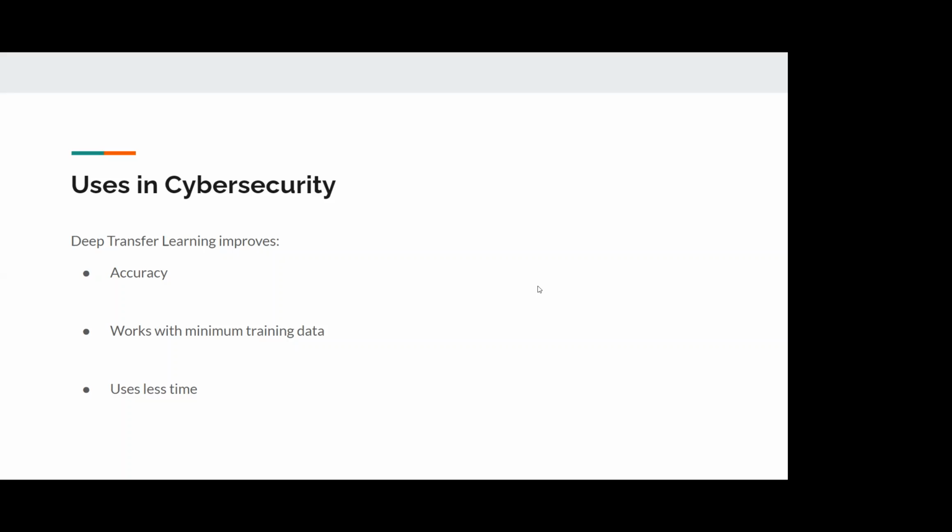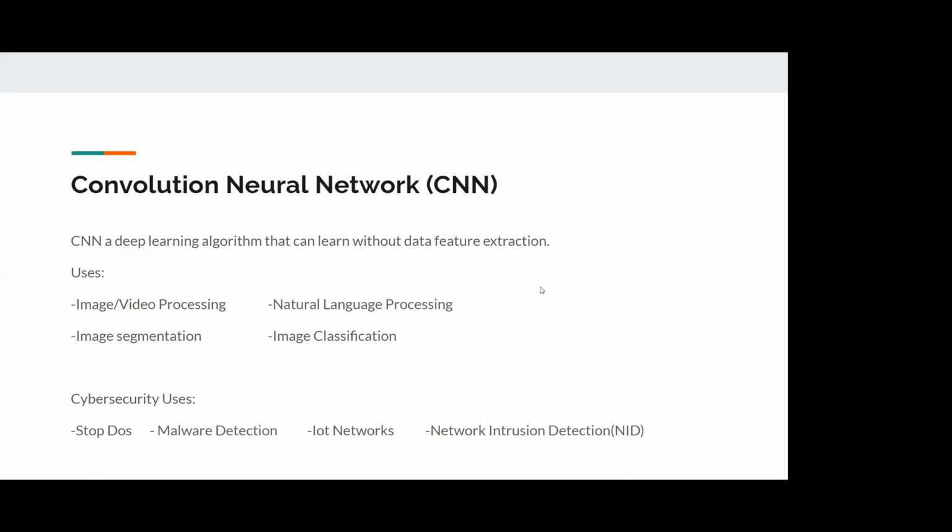So I'll be discussing two different models. One is on network intrusion detection, and another model is on semi-supervised transfer learning for detecting malware in clouds. Before I go into that, I'm going to discuss what CNN is.